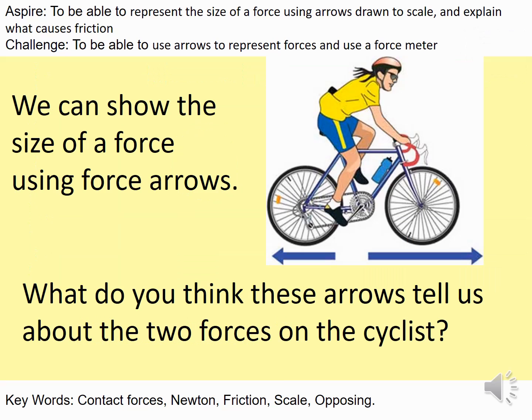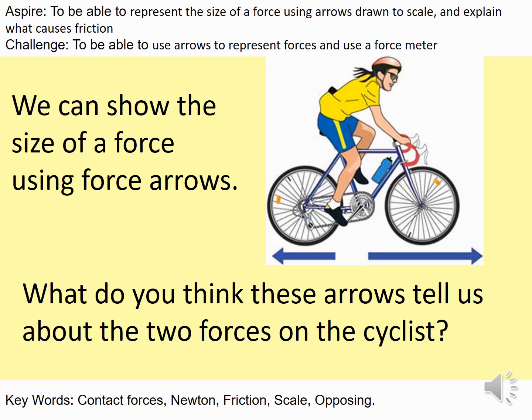So we're now going to look at the challenge a little more, to be able to use arrows to represent forces. And as we can see here, we have a picture of a cyclist. Now, that particular cyclist, as you can see, has got 2 arrows underneath the bicycle. The first arrow under the front wheel is bigger than the arrow going backwards, and the size of the arrow is very important. We're moving on to the Aspire straight away here.